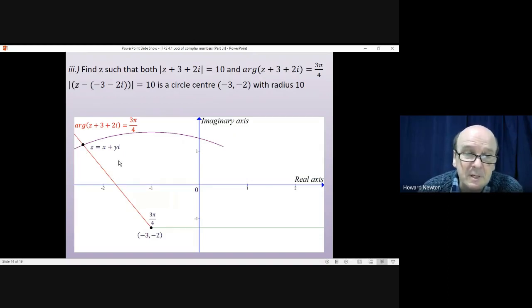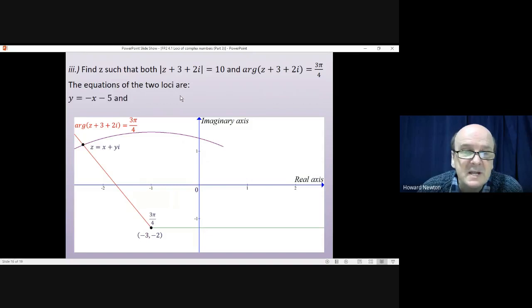Now, if you have the textbook, there's quite a neat geometric way of working out what that point would be, but it wouldn't work in all examples. The general method for doing this type of thing is to get the equations of the two loci and then solve them simultaneously, just like you would do if this was a normal graph. Now, the equations of the two loci are, well, the half line we worked out just now, that's y equals minus x minus 5. And the equation of the circle will be x plus 3 squared plus y plus 2 squared is equal to 10 squared. And we just solve these simultaneously.